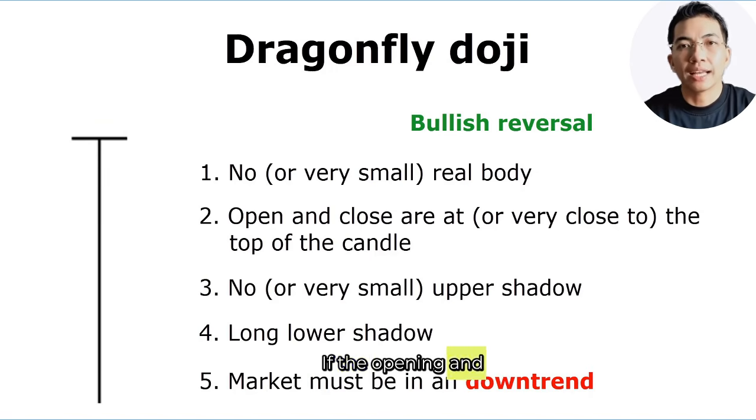If the opening and closing prices are not exactly at the top of the session, but just a few pips below the high, we can still consider it as a dragonfly doji. What is really important is the logic of the pattern. As you may have noticed, the dragonfly doji has more or less the same shape of a hammer, and it also appears in a downtrend. The only difference is the one regarding the real body of the candlestick, but the logic is exactly the same.